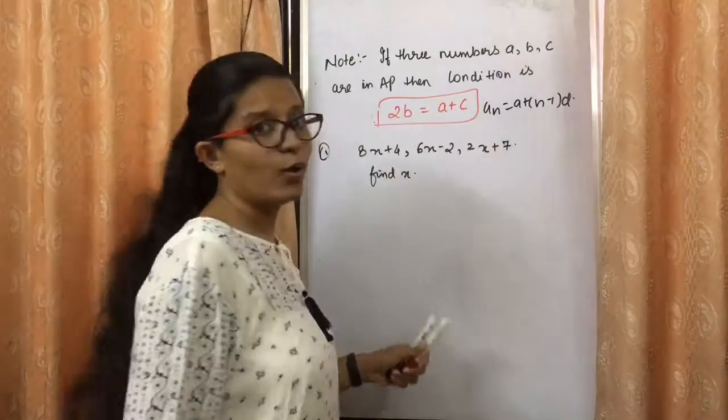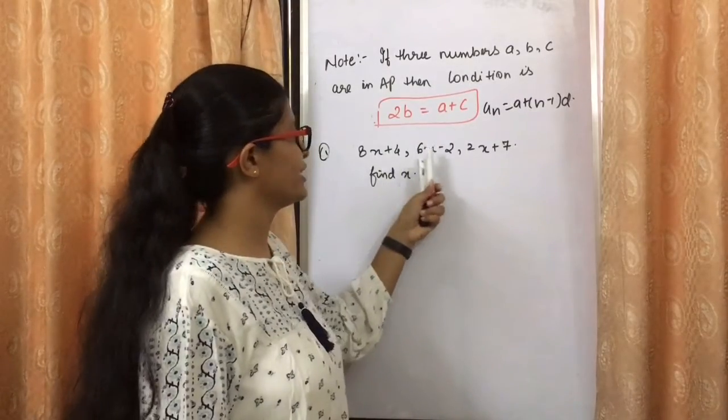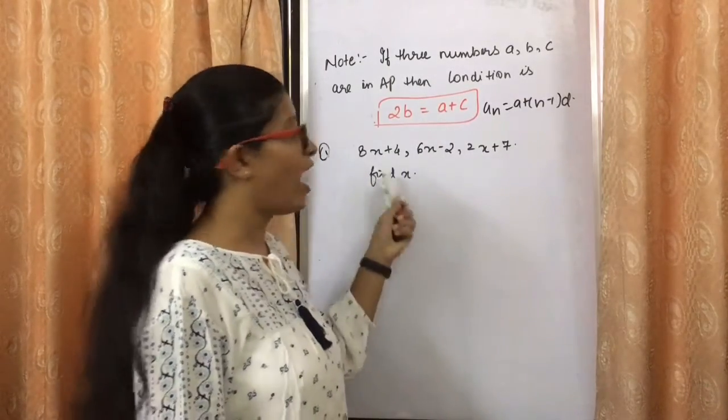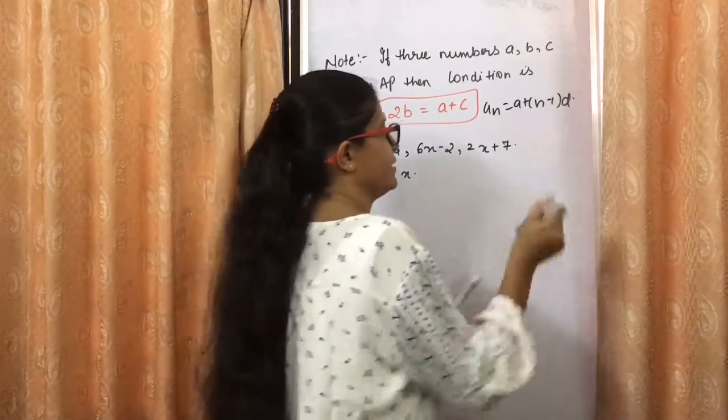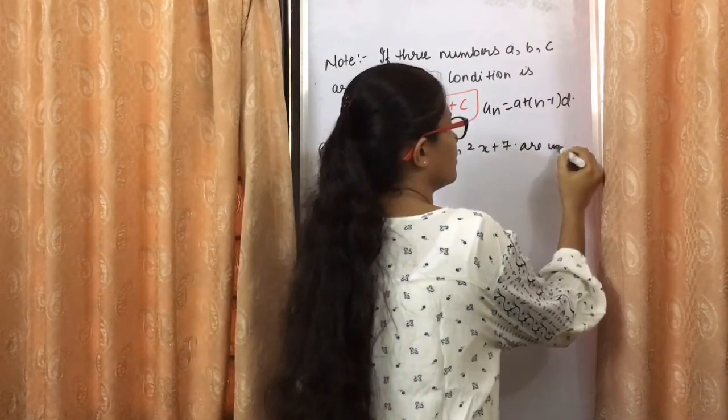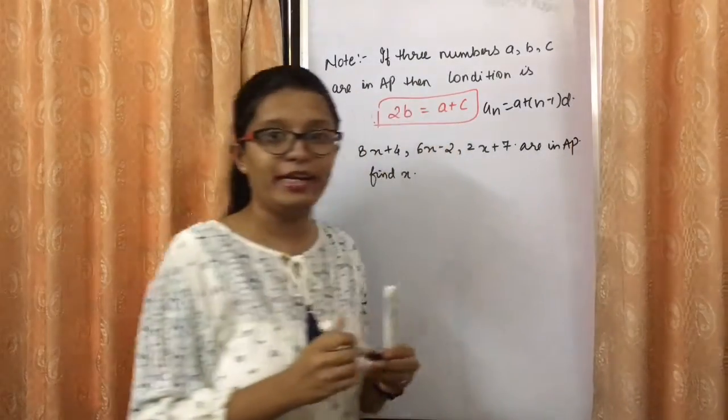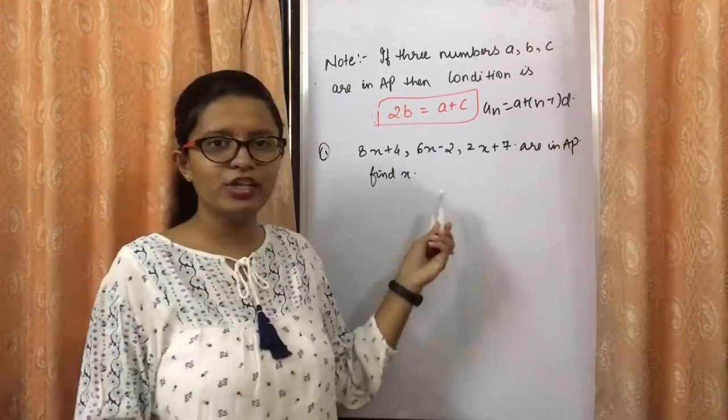Now it is the same question: 8x plus 4, 6x minus 2, 2x plus 3 are in AP, find x. You need to find x. So it is a similar question, you all can do it.